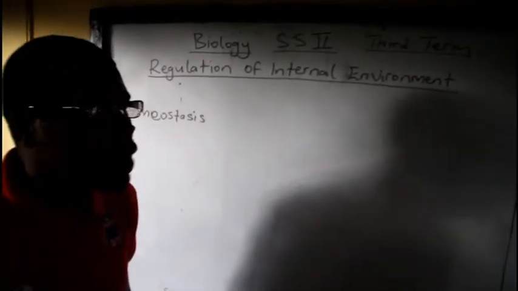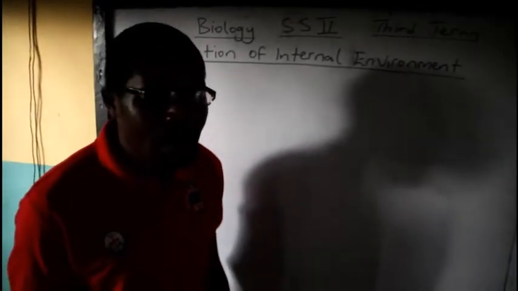Today we want to consider the topic, regulation of the internal environment. The question is, what is your internal environment? What does it look like? When we talk of internal environment, we are looking at what happens inside your body, things you cannot see. There are a lot of things that occur in the system which you cannot see. That is your internal environment, and those things that happen need to be regulated. That leads us to the topic, regulation of the internal environment.